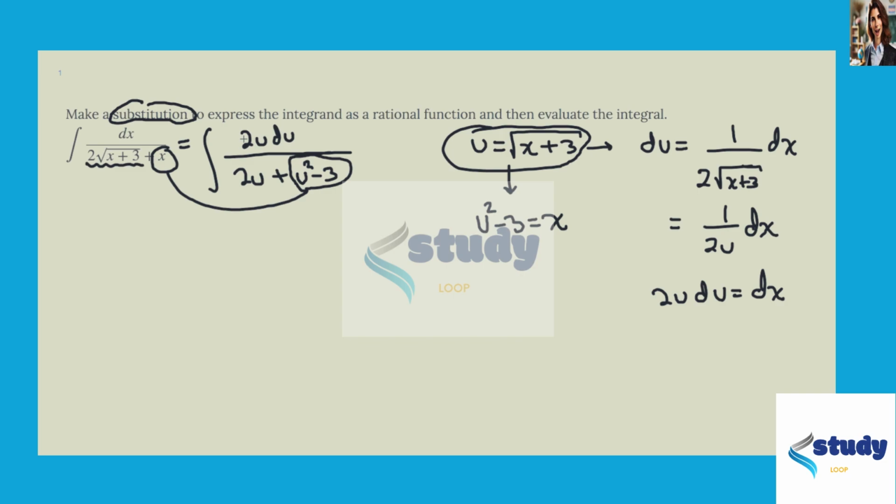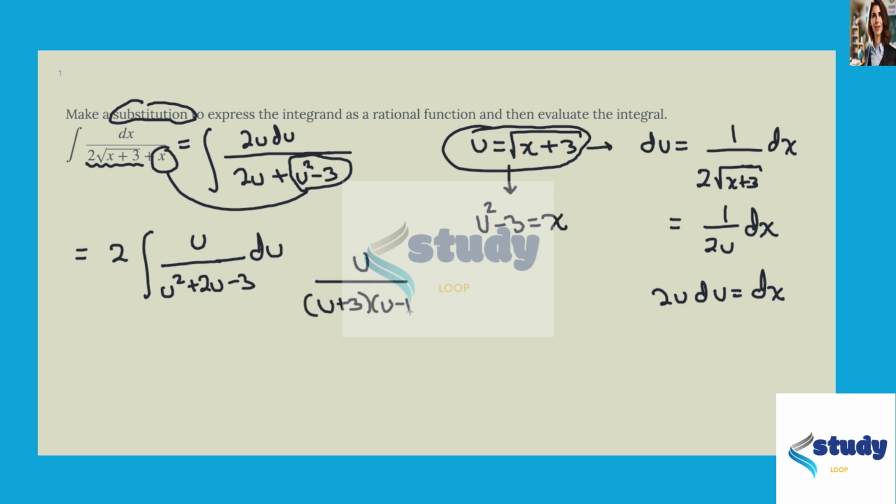So also for this integral, if we'd like, we can rewrite this. Maybe pull out that 2. We have a u up top, u squared, plus 2u minus 3. So we do have a rational function. And then let's go to the side and set up the partial fraction decomposition. U up top, u plus 3, u minus 1 in the bottom.